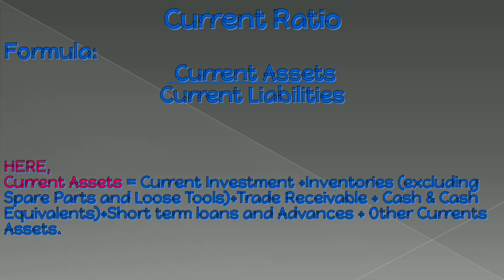So if it is given, then we have to exclude. If there is nothing written, it means we have nothing to do with that. Next is trade receivables, then cash and cash equivalents, short-term loans and advances, and other current assets. All the current assets except spare parts or loose tools, stores and spares, will be included for getting the value of current assets. Is it understood?